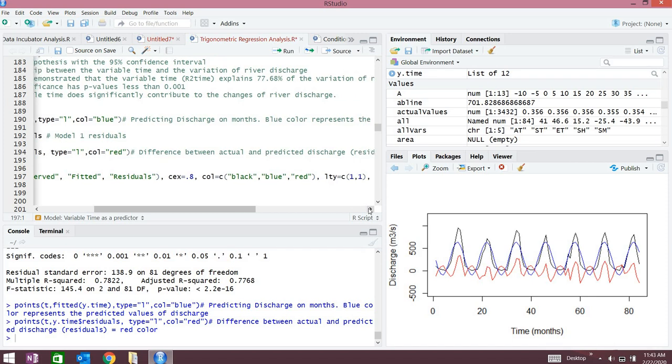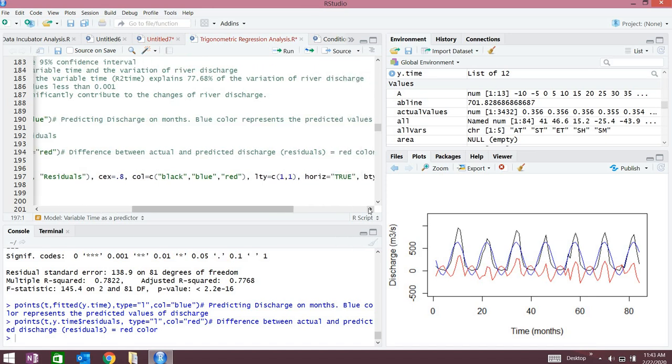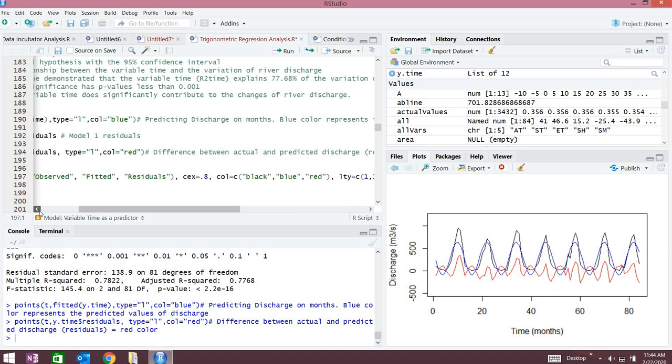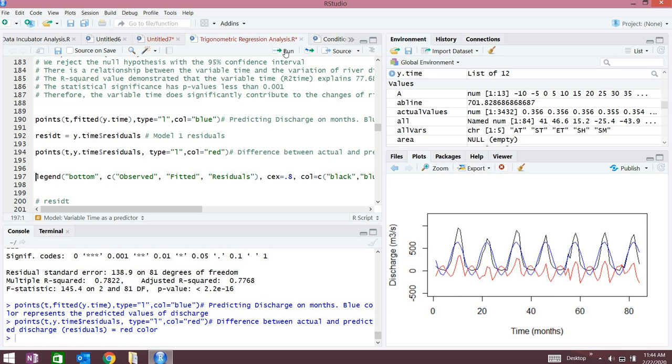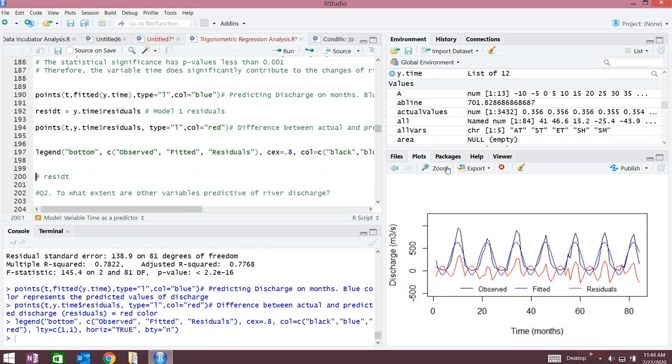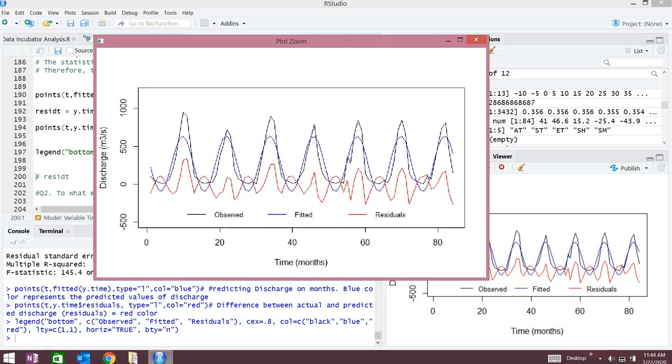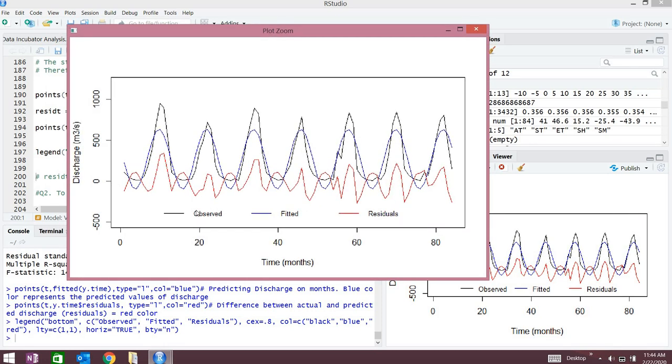Predicted and the residuals. Line type C11, horizontal true, the boundary type no. So we run the legend, and this is what we get. This is our time-based model. Only time. The sine function, sine cosine function.